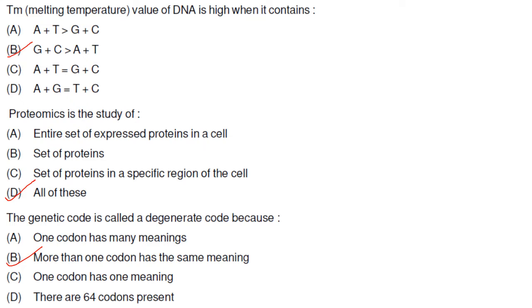Then proteomics is the study of. Now proteomics is the large scale study of proteomes. Now what is a proteome? It is a set of proteins produced in an organism. So option A, entire set of expressed proteins in a cell, yes. Set of proteins in a specific region of the cell, yes, that is also a proteome. So the answer here is option D, that is all of these.